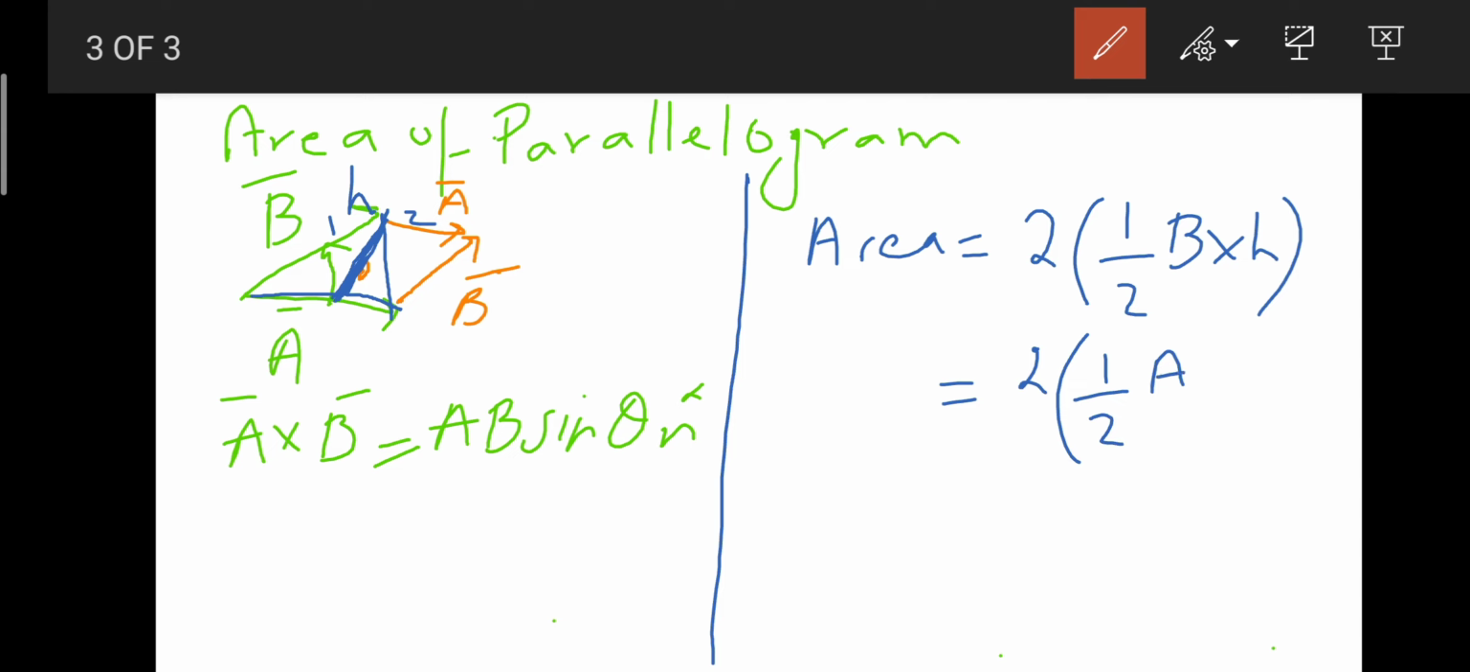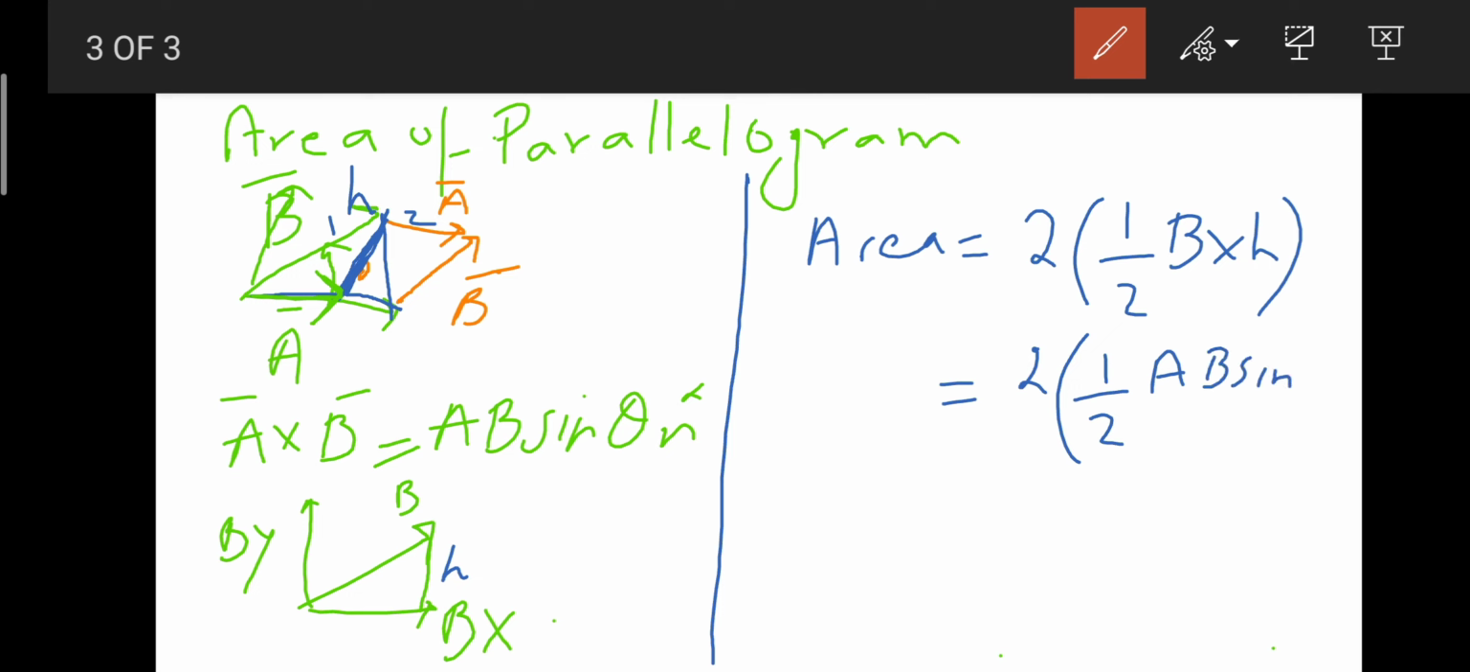Now to determine the value of h, if I draw the components of vector b, this is vector b, this is b x and this would be b y. As you can see, we have a parallel vector of b over here, and this is also equal to h. So h is equal to the y component of vector b, b y, or simply b sine theta. After that both the 2's cancel, and we get a b sine theta. So the magnitude of a cross b is equal to the area of the parallelogram. So that's how our lecture ends, and thank you so much for joining us. Allah Hafiz.